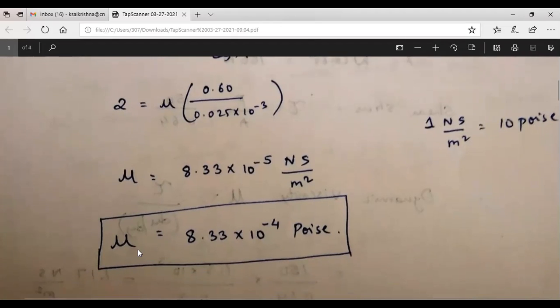Okay, so the final answer, we have to give both. Mu equal to 8.33 into 10 power minus 5 Newton second per meter square, or in terms of poise, 1 Newton second per meter square equal to 10 poise. So finally, you will get mu equal to 8.33 into 10 power minus 4 poise.